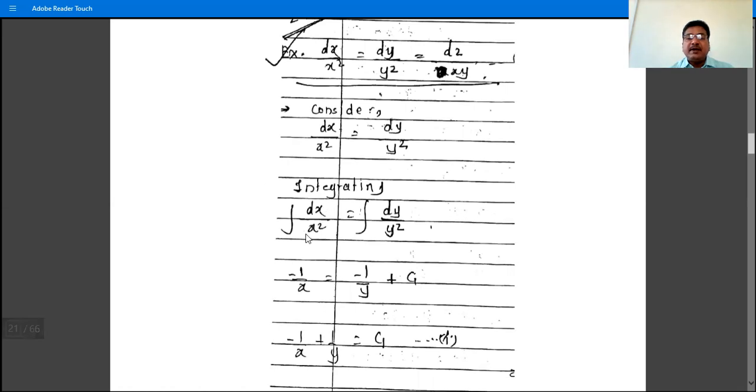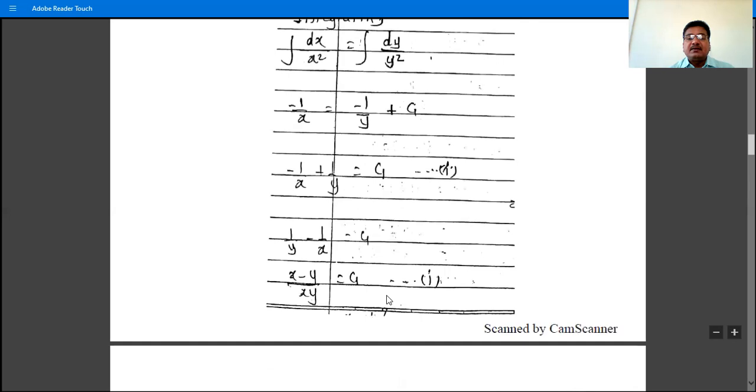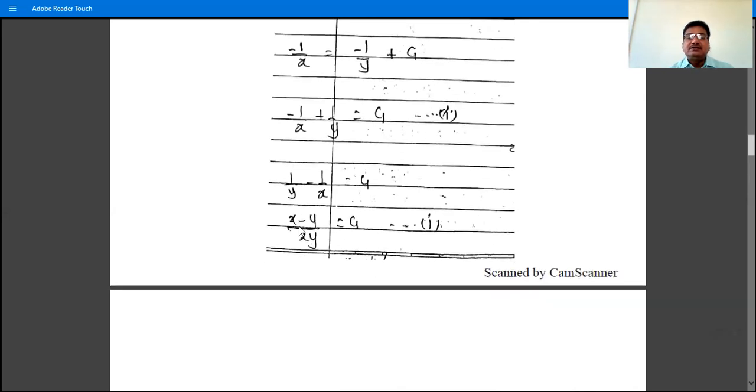The integration of 1 by x square is minus 1 by x, because the derivative of 1 by x is minus 1 by x square. So 1 by x square integration is minus 1 by x, and 1 by y square integration is minus 1 by y with respect to y. Add the constant of integration as c1. So minus 1 by x plus 1 by y is equal to c1, the first solution of the given differential equation, or we can simplify it. Taking x into y as LCM, x minus y divided by x into y is equal to c1.